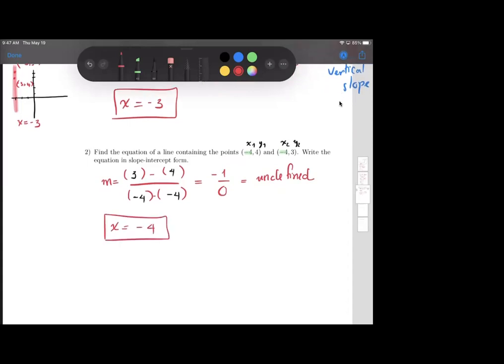Or you can graph it out. You can graph it out like this. I have -4, 1, 2, 3, 4, and then -4, 3. So x must be equal to -4.